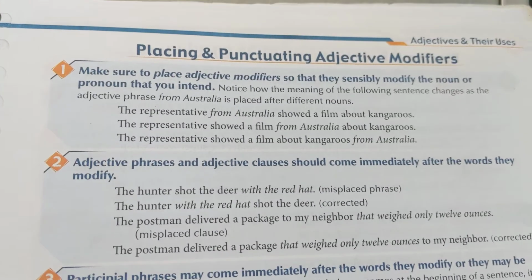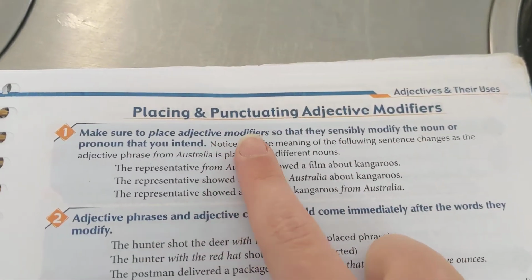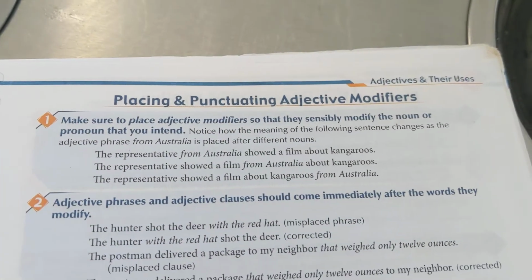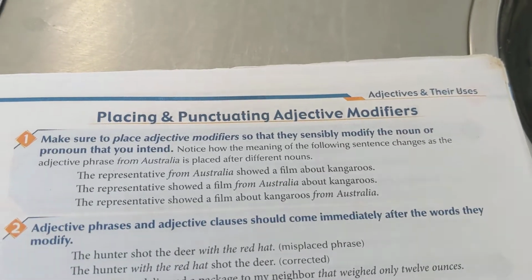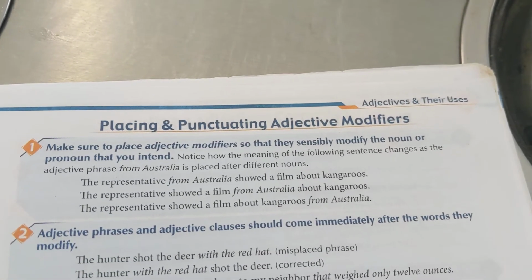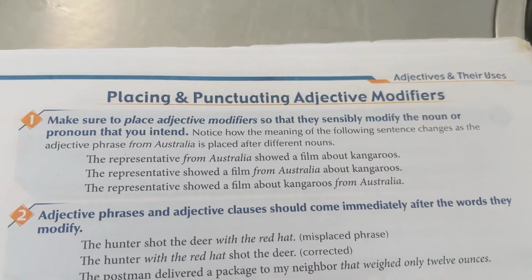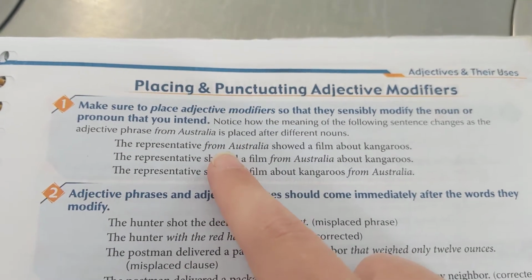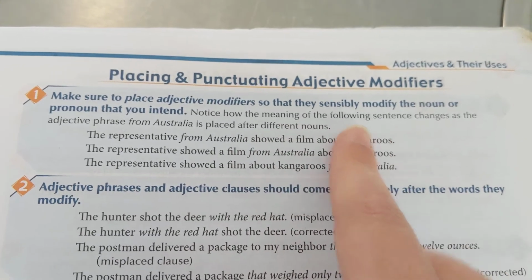Number 1, make sure to place your adjective modifiers. Remember, whenever you hear the word modifier, that means the description word. So make sure to place those so that they sensibly modify the noun or pronoun that you intend. That means that they modify the noun that makes sense, that you want it to describe. Okay, so let's look at these examples. They give you 3 different examples, and they're going to move the phrase "from Australia" each time. And you can notice how the meaning of the sentence changes.